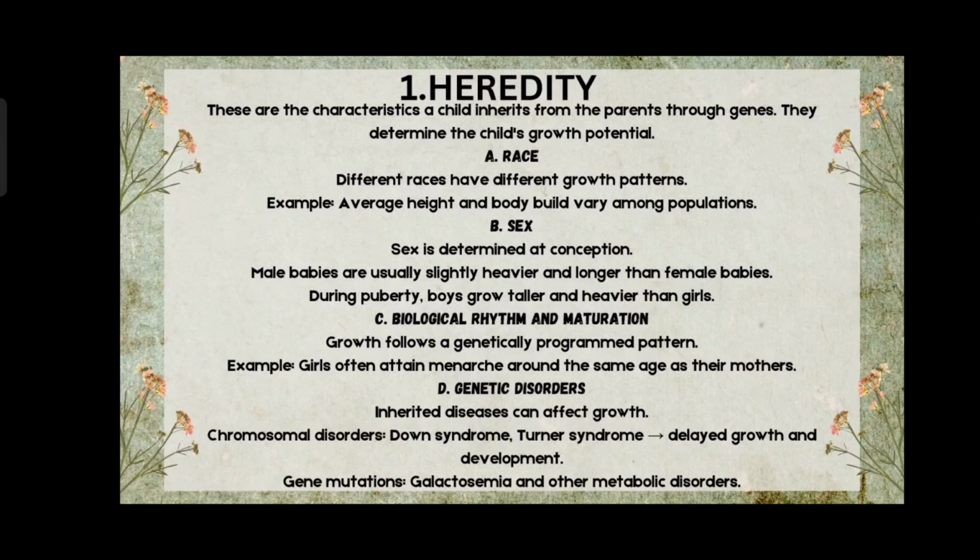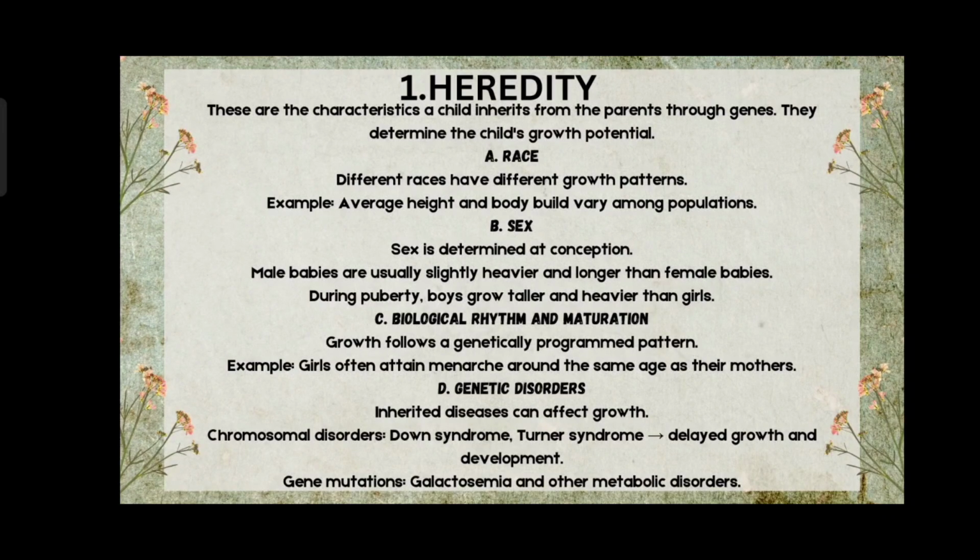So the first one is heredity. These are the characteristics a child inherits from the parents through genes. They determine the child's growth potential, which means certain characteristics get transmitted from the parents to the children. These are known as genetic factors. The first one is race. Different races have different growth patterns. For example, average height and body build vary among populations.